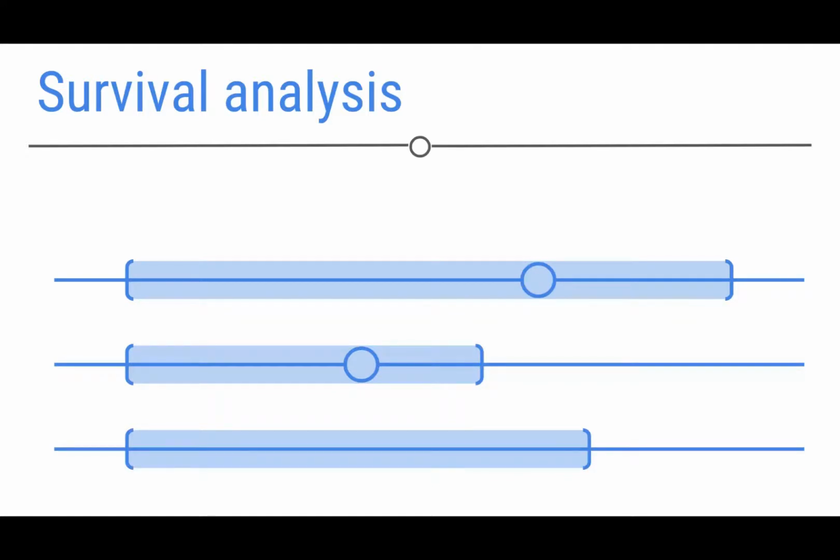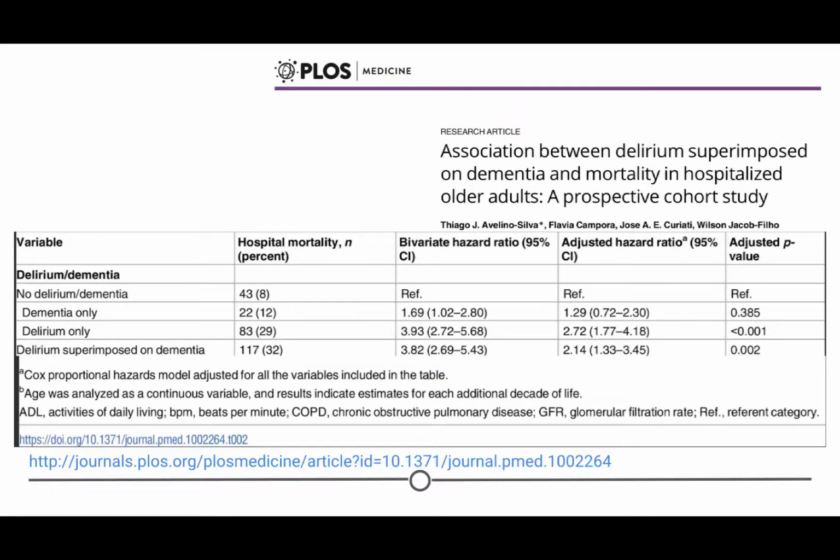For example, if these 3 lines represent 3 different patient experiences, the first 2 would be considered as having an event because we observed what had happened, and the third would be considered censored. Recall the prospective cohort study we discussed in the study design section. This study looked at the impact of delirium and dementia on in-hospital death. You can find this article in PLOS Medicine.